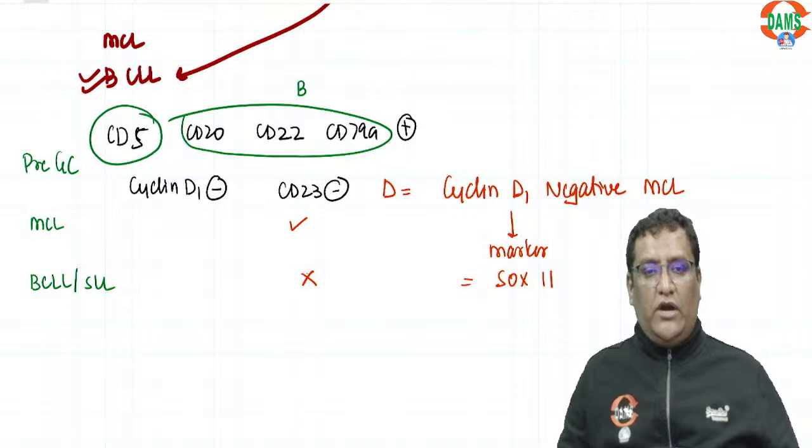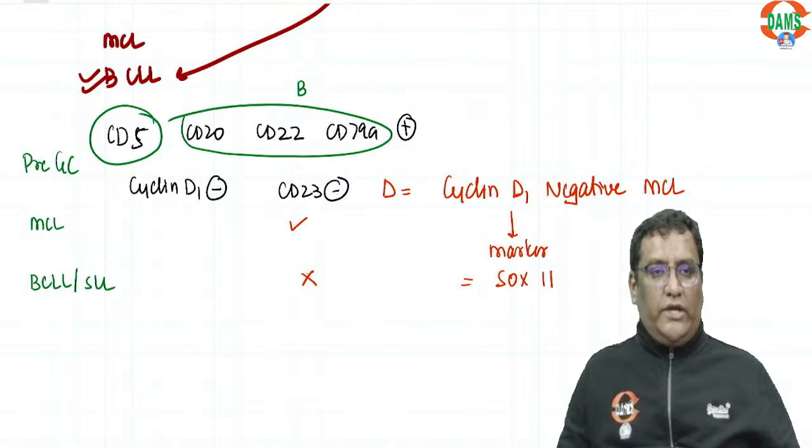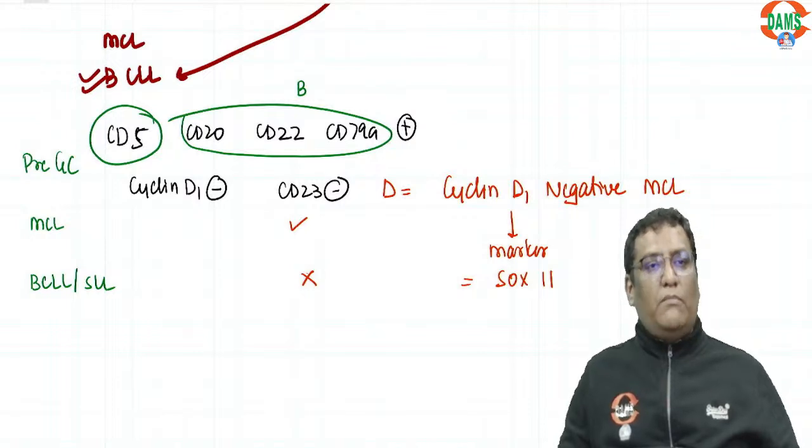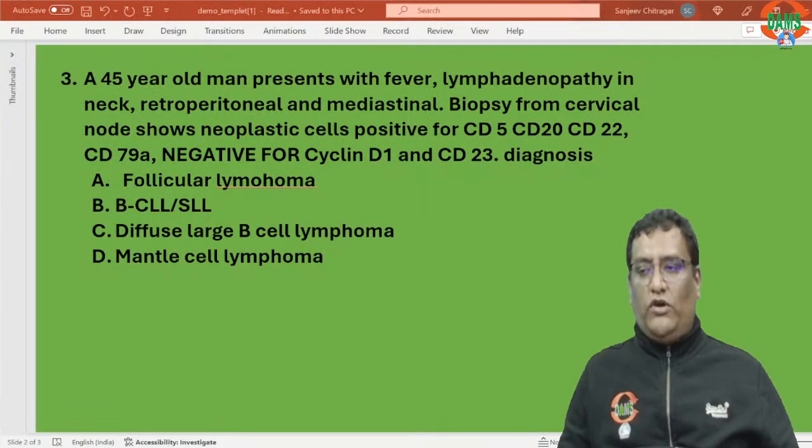I hope all of you are now clear how to utilize all these CD markers that are there, right? So how to utilize the CD markers, and just don't mug them up. I want you to start understanding the CD markers here.